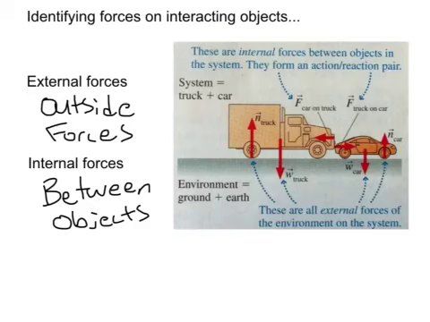So Newton's third law tells us that every force is a member of an action-reaction pair. For an external force, a force of the environment on the system, the other member of the pair is a force of the system on the environment. So for example, we have these weight forces, right? The weight of the truck. That weight comes from Earth's gravitational field pulling down on the truck.